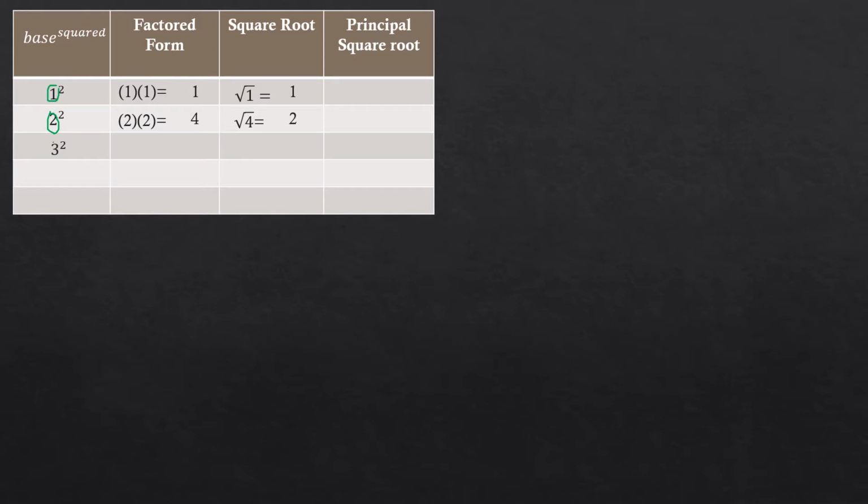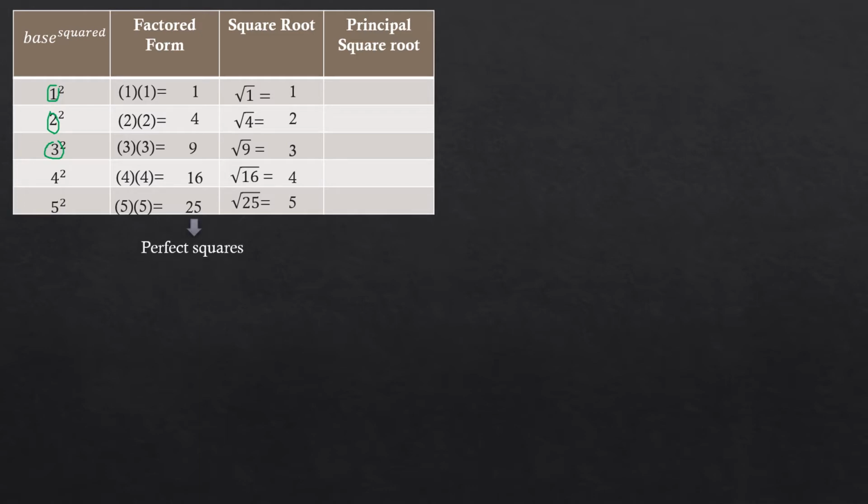3 squared, 3 is our base. 3 squared has a factored form of 3 times 3. The answer is 9. And the square root of 9 is 3. 4 squared means 4 times 4. The answer is 16. The square root of 16 is 4. 5 squared is 5 times 5 equals 25. And the square root of 25 is 5.